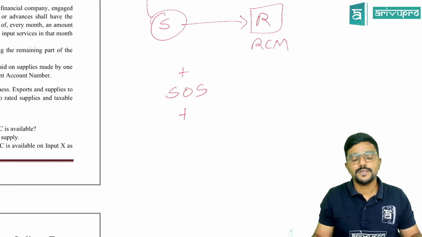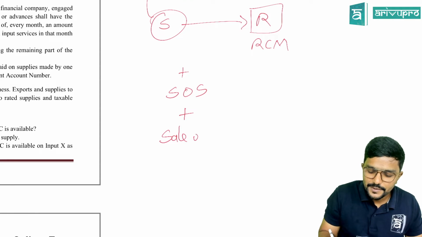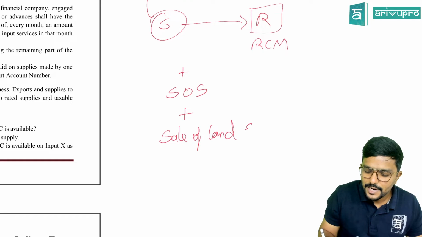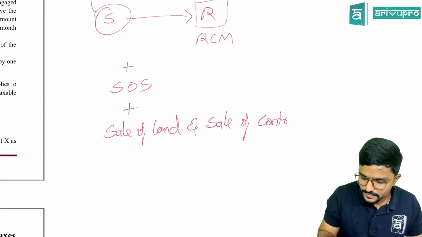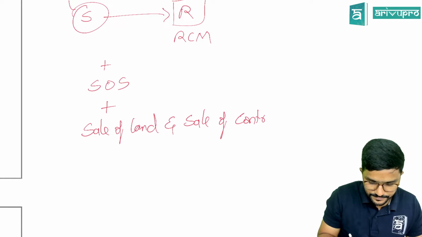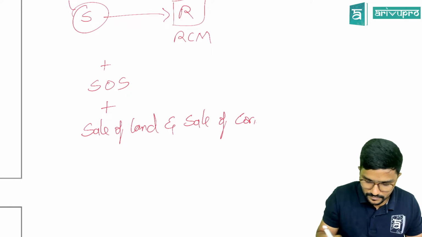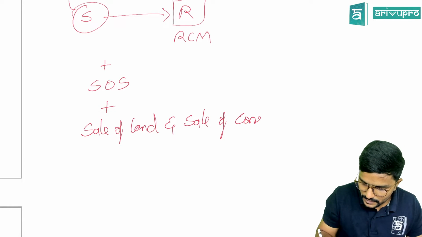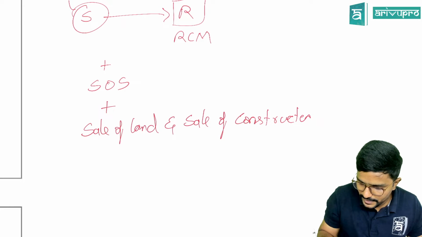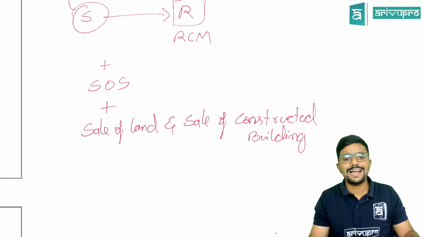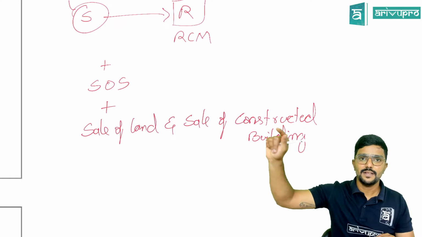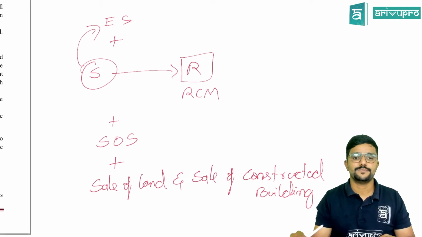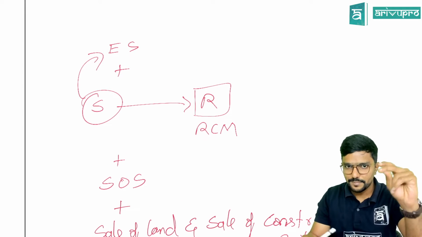Next, they are also telling if there is any sale of land and sale of constructed building. So if there is any sale of land and sale of constructed building, these two items are covered in schedule 3, negative list, but still you have to include it as exempt supply. Okay, so you need not worry, please pay attention.